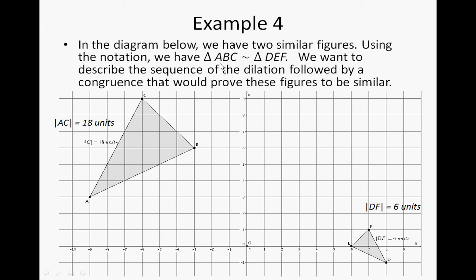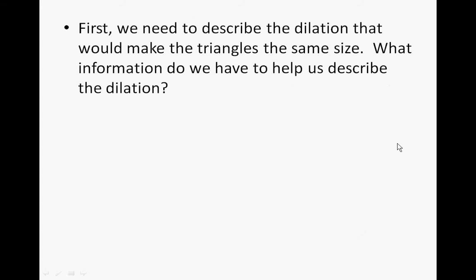Notice that ABC means that point A should be the same or corresponds to point D. Point B corresponds to E, and C to F. We want to describe the sequence of dilation followed by a congruence that would prove that these are similar. So first we need to describe the dilation that would make this the same size. What information do we have? So look at that again and find some concrete information that helps us describe the dilation.